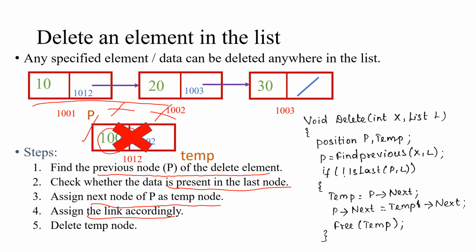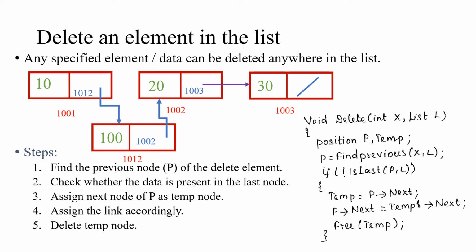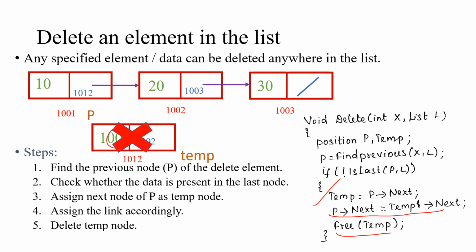The same I am going to explain with the routine. First, we assign P to the previous node of our delete element. Our delete element here is 100, so the previous node of 100 is node 10, which is assigned as P. Check whether it is not in the last node. Yes, it is not in the last node. So now temp is equal to P's next. So 100 is assigned as temp. Now the link is changed appropriately and finally you can delete temp. This is how deletion is performed in a singly linked list.